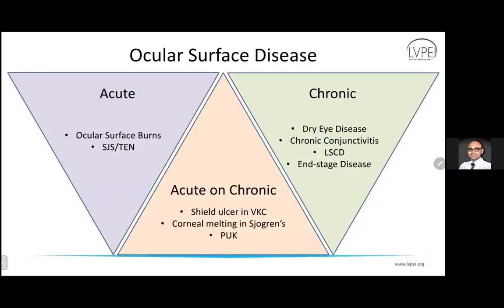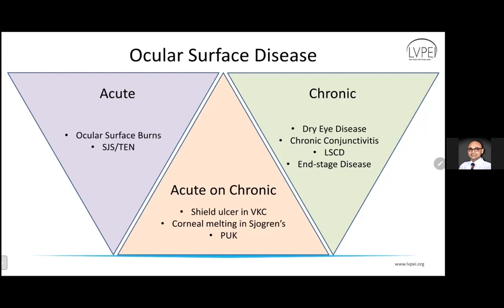You can also look at ocular surface disease, and this is another way to look at it, in terms of acute, acute on chronic, and chronic. So we talked about ocular surface burns and Stevens-Johnson syndrome and toxic epidermal necrolysis, or SJS-TEN as we like to call it, as the acute presentations. Now, why I call them acute is that in patients with SJS or ocular burns, the patients do not have any ocular surface disease before it starts all of a sudden. So that's why it's pure acute disease.